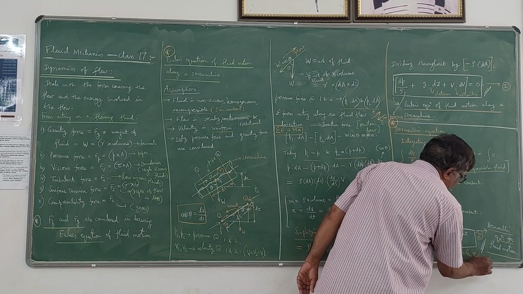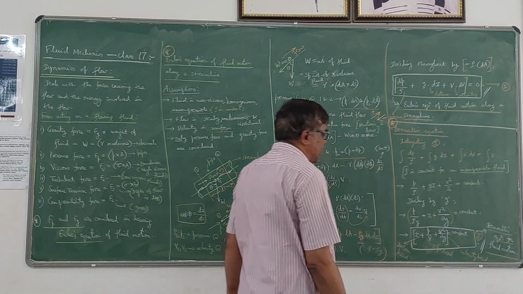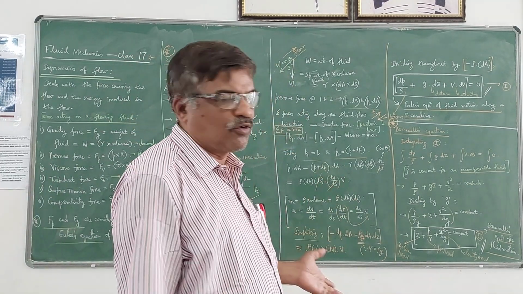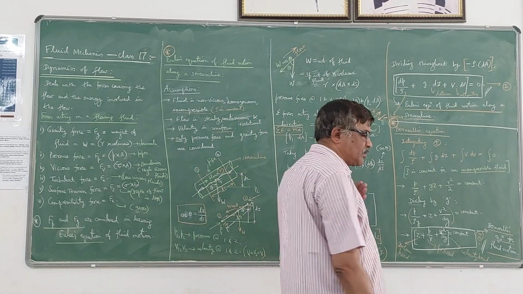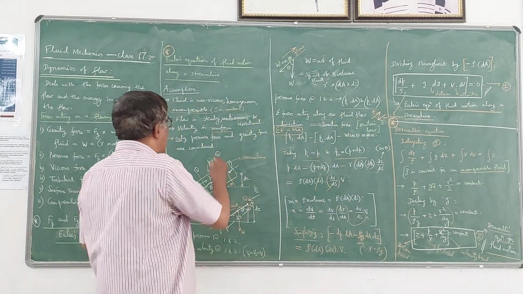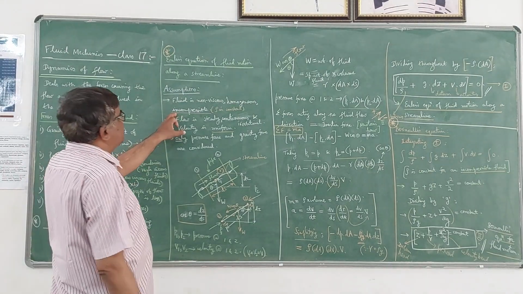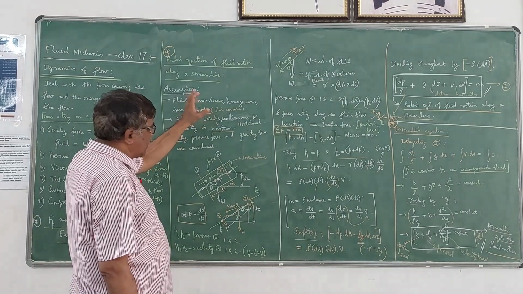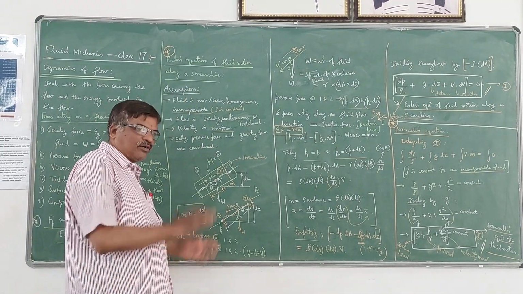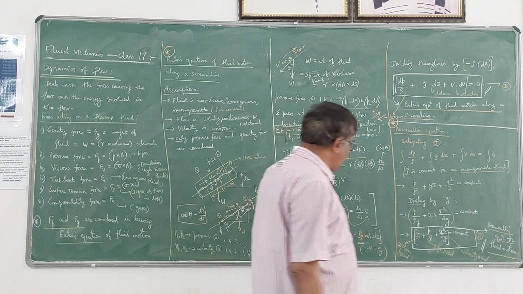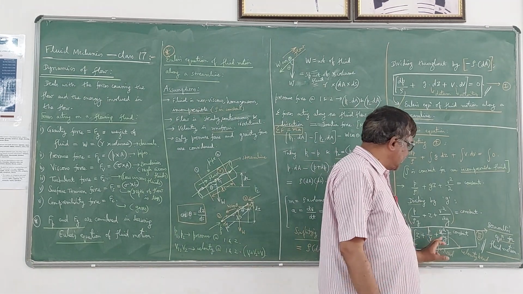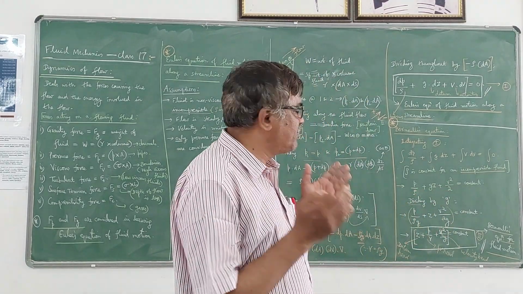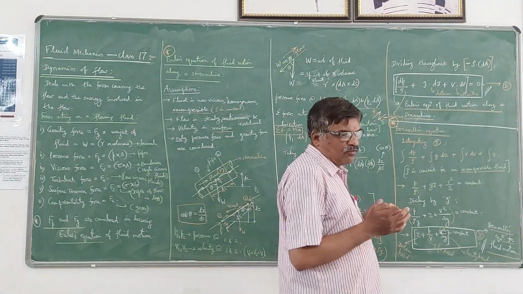So the sum of pressure head, datum head and velocity head remains constant in a fluid flow, in an incompressible fluid. Of course, I can add all these words: in an incompressible, steady, continuous, irrotational, non-viscous fluid flow, the sum of datum head, pressure head and velocity head remains constant. So that is the statement of Bernoulli's theorem.